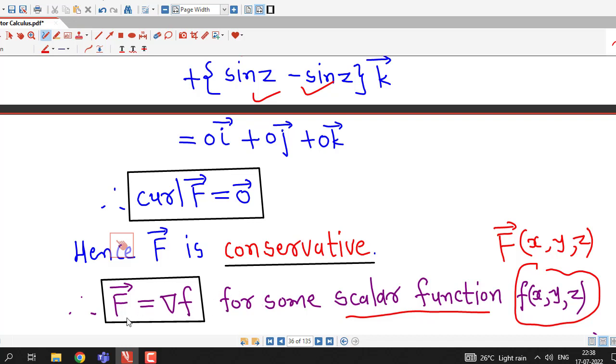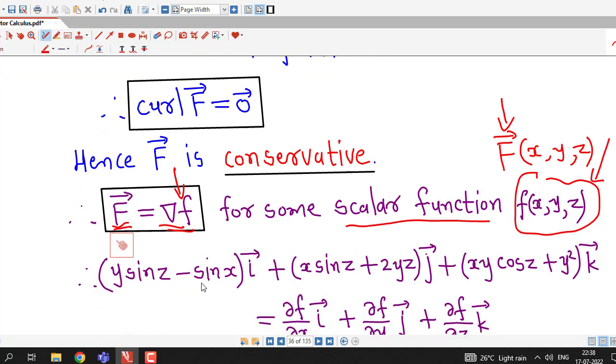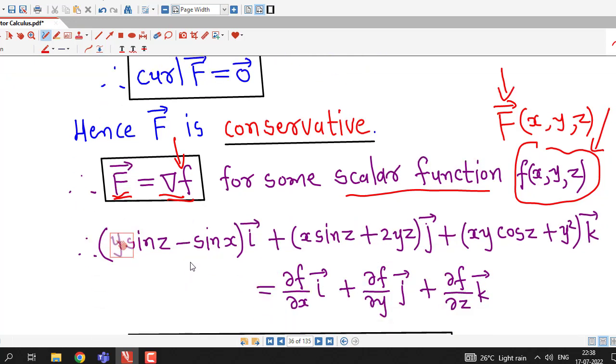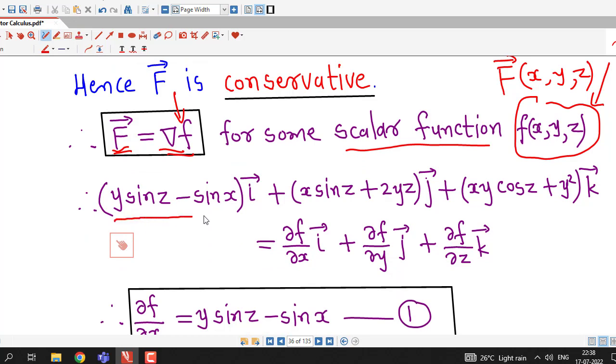So now using this fact that f bar is gradient of f, we will try to decide what is this scalar function f of x, y, z, which is known as scalar potential for f bar. So now we substitute values of f bar, and we use the definition of gradient of f to write down the right hand side. So on left hand side we have written given vector field f bar. On right hand side we use the definition of gradient, which is del f by del x i plus del f by del y j plus del f by del z k.